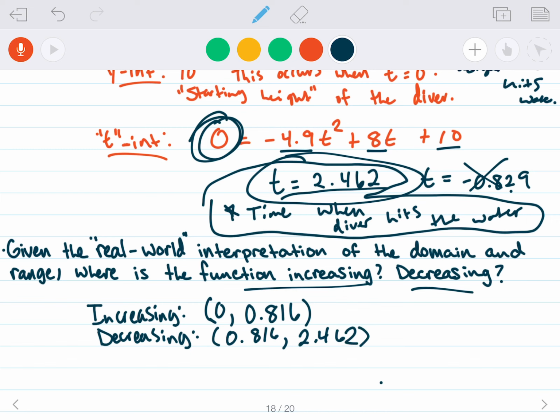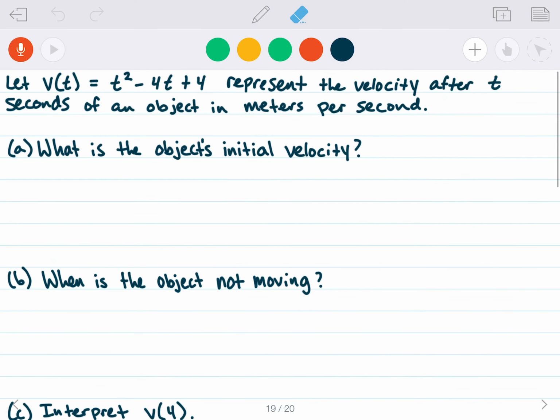And what's the real world interpretation? Rising in height is where it's increasing. That diver is rising in height. And where it's decreasing, she's falling. She's going towards the water. All right, so that was our first real world example.